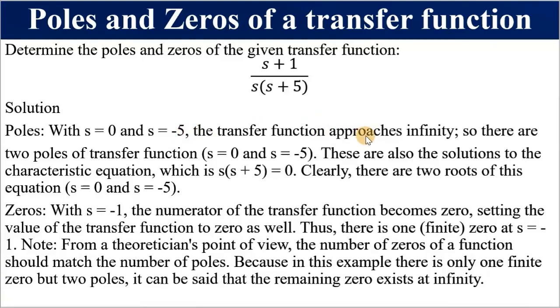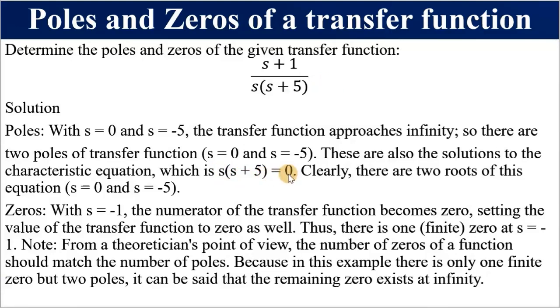The transfer function approaches infinity when s is equal to 0 or s is equal to minus 5. In other words, the denominator will approach 0. So there are two poles of the transfer function, s is equal to 0 and s is equal to minus 5. And these are the solutions to the characteristic equation. And the characteristic equation is s in brackets s plus 5 is equal to 0. This is our characteristic equation.